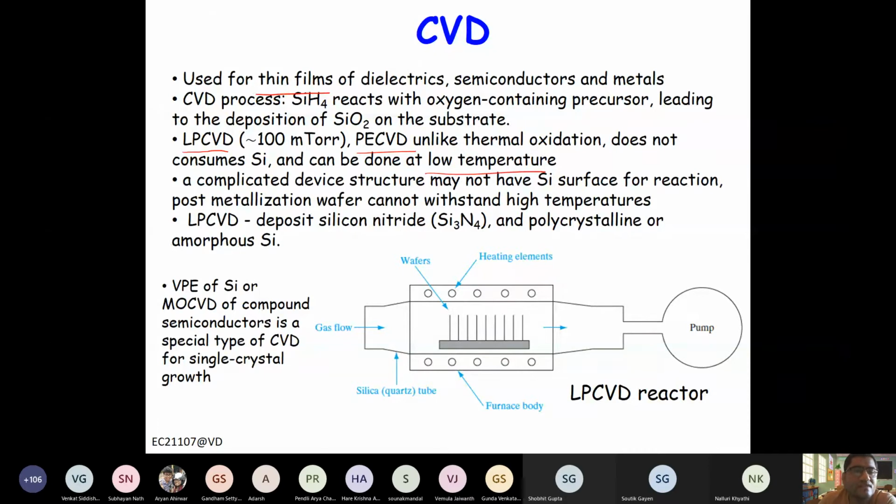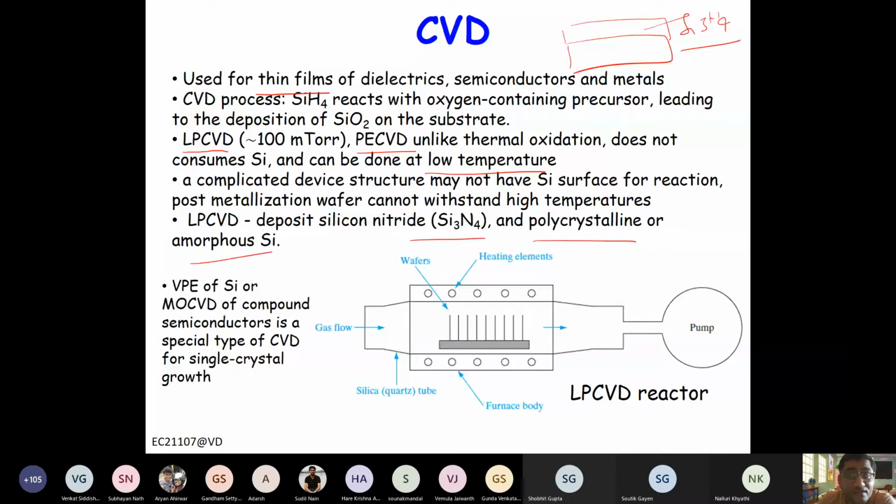So CVD is one technique, and sometimes the material may not be available. For example, once you have made a certain structure, silicon may not be there. In that case, you have only the option to deposit the silicon dioxide. And also, let's say once you make the device, you want to cover it with some other dielectric, usually silicon nitride. That layer can also be deposited using the CVD process. So for example, silicon nitride, polycrystalline, or amorphous silicon can be deposited using the CVD process.